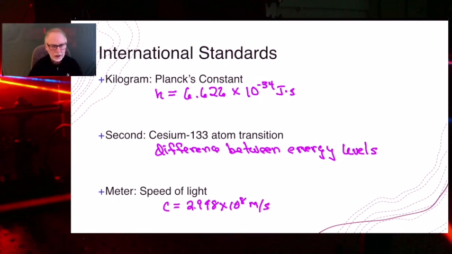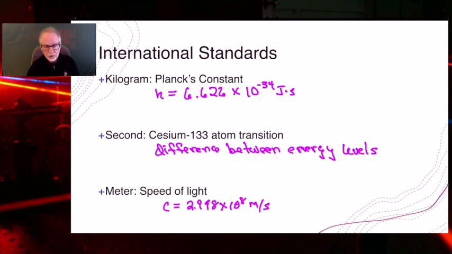Which is 2.998, and again I've rounded off here, 2.998 times 10 to the 8th meters per second. Again, the speed of light is very precisely defined, and the meter is defined in terms of that. So essentially a meter is going to be how far light travels. If it travels 2.998 times 10 to the 8th meters per second, if I take the reciprocal of that, it's how far light travels in that period.